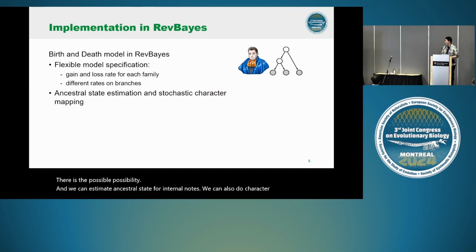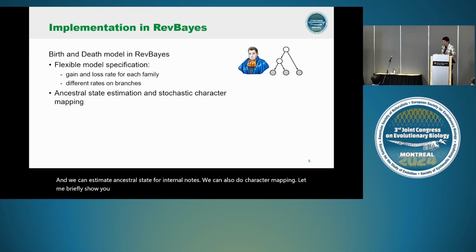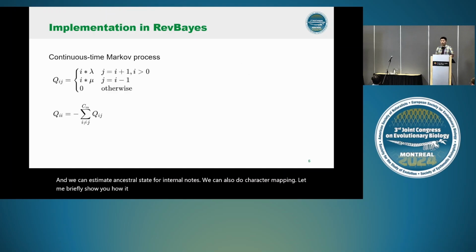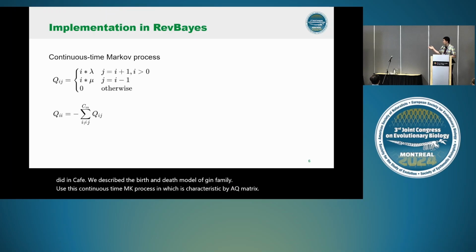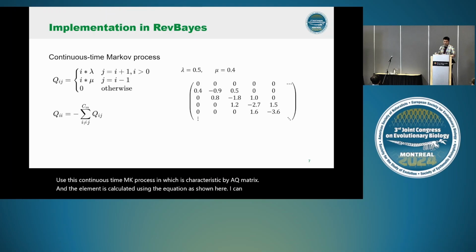Let me briefly show you how it is implemented in RevBayes. It's different from what they did in CAFE. We describe the birth and death model of gene families using a continuous time Markov process, which is characterized by a Q matrix, and the elements are calculated using the equation I showed here. I can also show you an example, to try to give you a picture of how we did that.